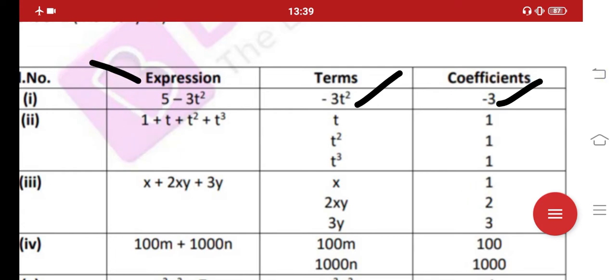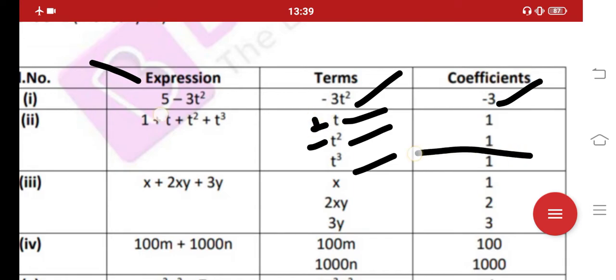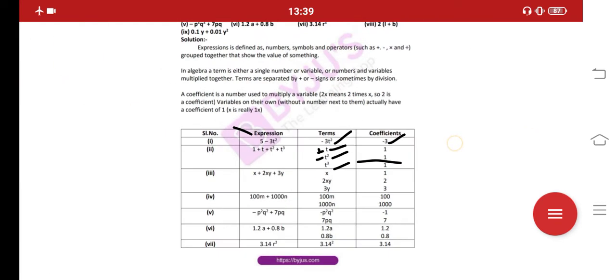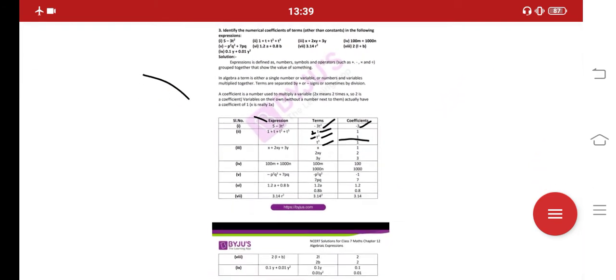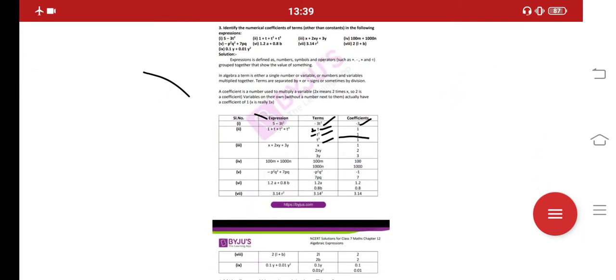But what about the others? t and t square, these are the variables. If I multiply 1 with t, I will get the same result. If I multiply 1 with t square, again I will get the same result. In simple words, if we multiply any given term with 1, we will get the same result. Okay, so what are the coefficients? 1, 1 and 1. So these are the coefficients of the second option. Likewise, you can solve the options which are given below.